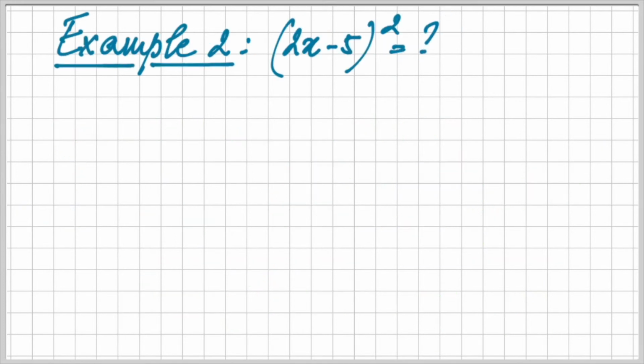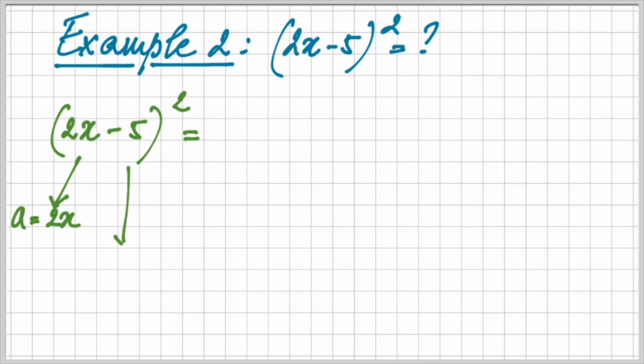Let's have a look at an example where we have (a − b)², and here I consider (2x − 5)². The same thing, we say 2x is equal to a, and 5 is equal to b. We use the formula for (a − b)², which is a² − 2ab + b², and we replace a and b with their respective values.